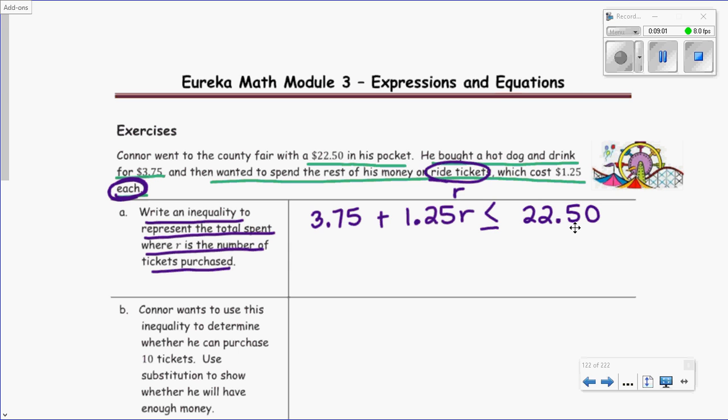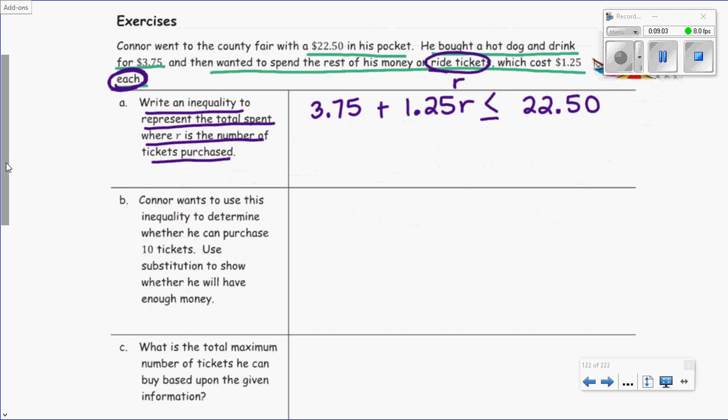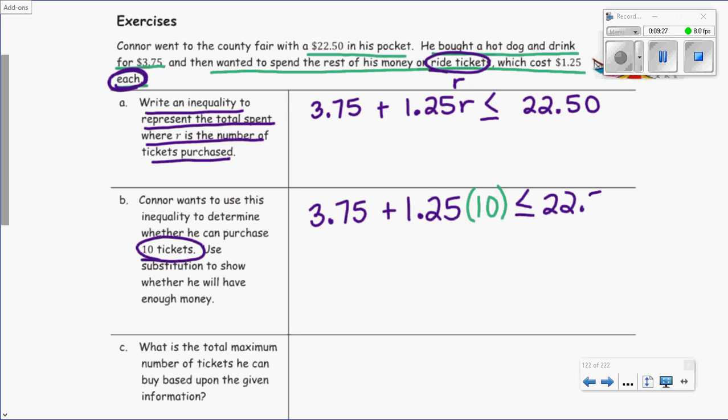Okay, let's go ahead and try the second one. I kind of want you to do this one on your own. So it says he wants to use this inequality to determine if he can purchase 10 tickets. So you figure out right now, does he have enough? And when I say substitution, it looks like this. All you're doing is plugging in 10 for the rides. Okay, so if he goes on 10 rides or buys 10 ride tickets, will he have enough money? Go ahead and see if he has enough money. Pause it and see how you do.